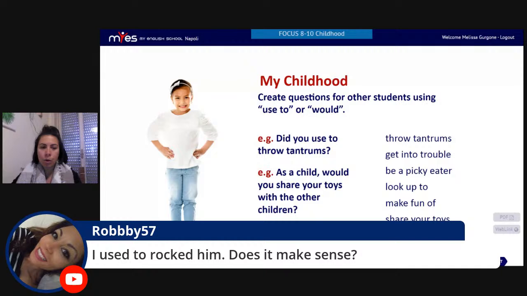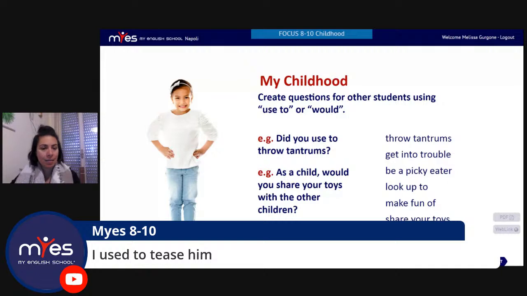No, this one doesn't work, Robbie. Do you mean the same thing, that you used to make fun of him? If you mean the same thing, another word you can use is I used to tease him. Tease is the verb that is the same as to make fun of. Make fun of is the phrasal verb, and tease is the normal verb. But to rock someone, no, it doesn't make sense. If you want to tell me the meaning of what you're trying to say, if it's something different from make fun of, maybe I can try to think of the word that you are looking for.